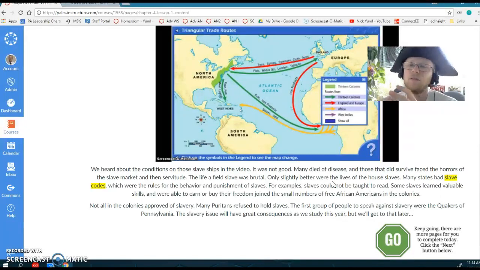Now, not all the colonies approved of slavery. Many of the Puritans up in New England refused to hold slaves, and the first group of people to speak against slavery, you might call them the very first abolitionists, were the Quakers from Pennsylvania. Remember William Penn was a Quaker, the Society of Friends? Those guys were the first ones to speak out against slavery, and we'll talk about them again when we get to the actual abolition movement way up in marking period 3. As you may know from what history you know already, the slavery issue will have great consequences as we will study throughout the year and move further into American history. We'll get into that later.